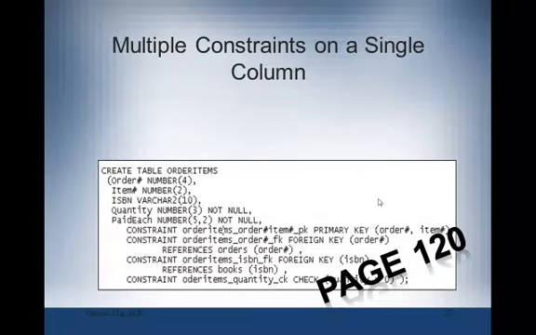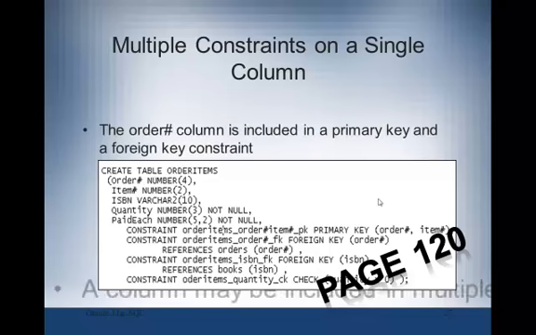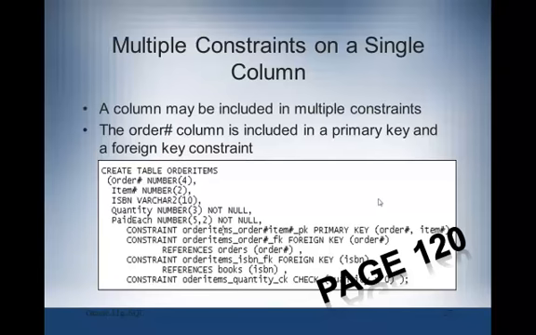Okay. Here's an example on page 120 of putting multiple constraints on a single column. A column may be included in multiple constraints, and in this example, the order number column is included in a primary key and a foreign key constraint. Why? Because in the order items table we have what's known as a composite primary key. Two fields combine to make up the primary key, the order number field and the item number field.